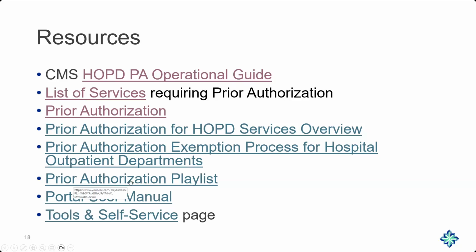And then our prior authorization playlist. We've done multiple sessions related to the prior authorization process, whether that's for the ambulance services or for those hospital outpatient department services. We have information about reviews that have been done and issues that might have been identified within those reviews. And so that is also an excellent place to go to find more information on not just the status of your prior authorization, but prior authorizations that have already been reviewed and what they're finding.